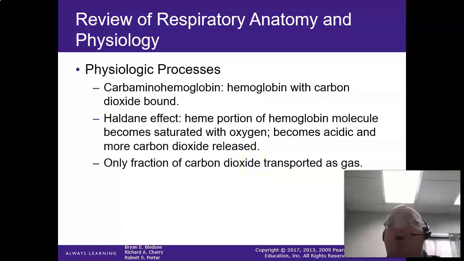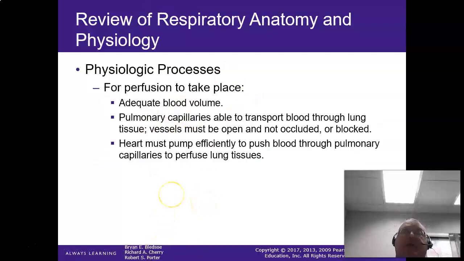Now, carboxyhemoglobin, again, is hemoglobin with carbon dioxide bound. It creates a Haldane effect, which is the heme portion of the blood molecule becomes saturated with oxygen and becomes acidic because of that, okay? And again, this is one of the problems that we have with a shift where the blood becomes acidic: this Haldane effect starts to get affected, which decreases the amount of oxygen that can actually be carried by the bloodstream, okay? So only a fraction of the carbon dioxide is actually transported as a gas, okay? Most of the time it binds either to this or it will bind to a water molecule to form that weak carbonic acid to take the HCO3 molecule back, all right?